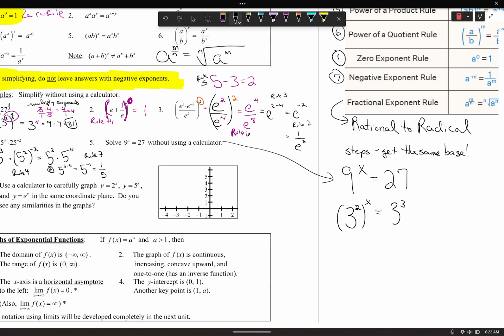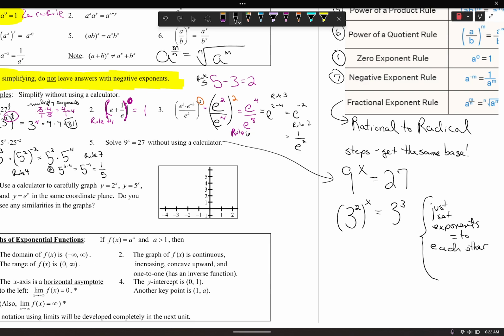Why? Once we have the same base, just set the exponents equal to each other. How come? Well, hold on a second. Let me fix this.